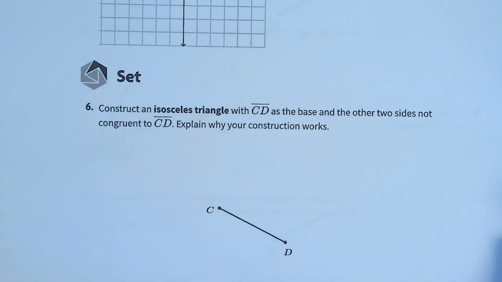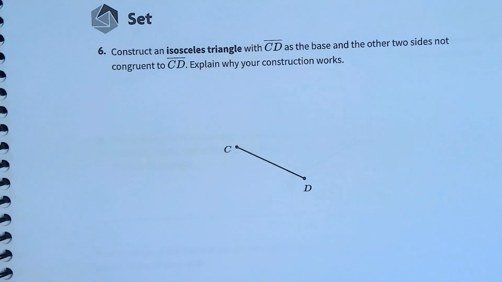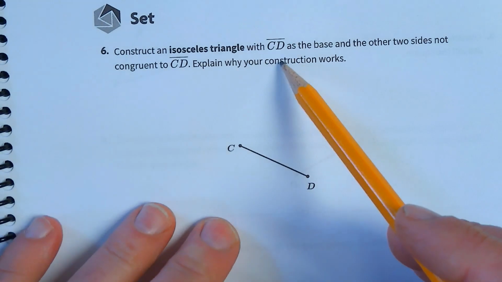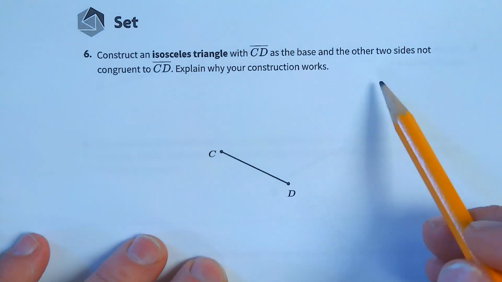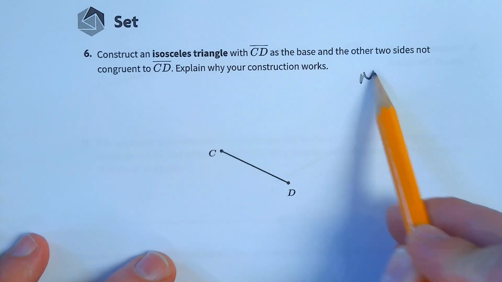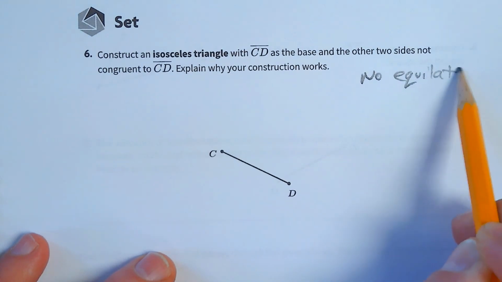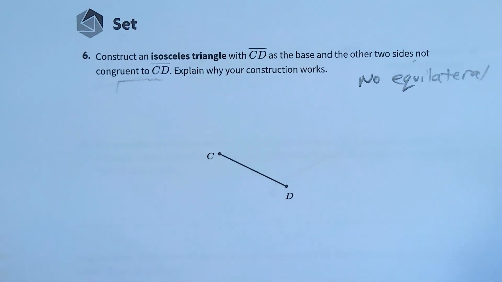That'd be fun. Isosceles triangle. Explain why your construction works. CD is the base. And oh, they don't want equilateral. That's what the other two sides not congruent to CD means. So you've got to make the other two sides not equal to CD.